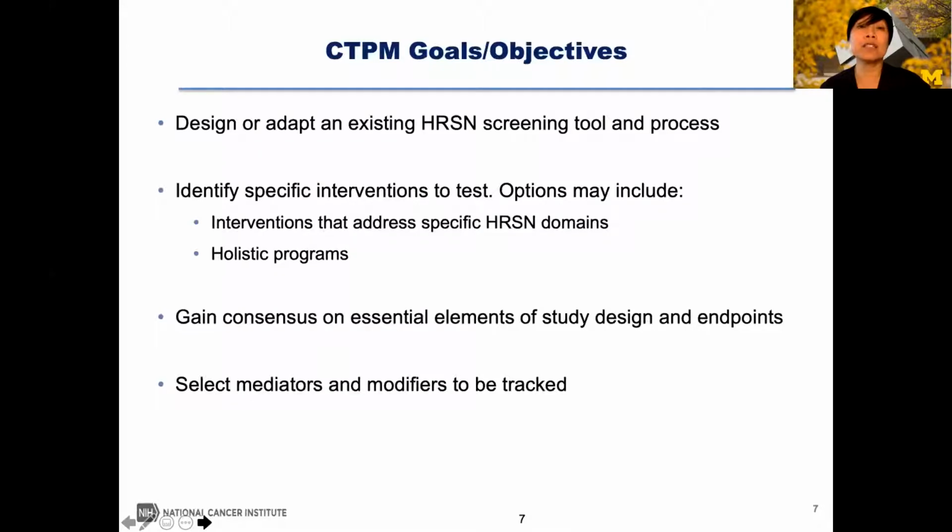The goals of this clinical trial planning meeting are to design or adapt an existing social needs screening tool and process, identify specific interventions to test, particularly those that are a good match, so to speak, for identified social needs, as well as testing holistic programs. Part of the planning meeting is to gain consensus on what represents the essential elements of study design and endpoints, and to select potential mediators and modifiers of our endpoints that will be tracked a priori.